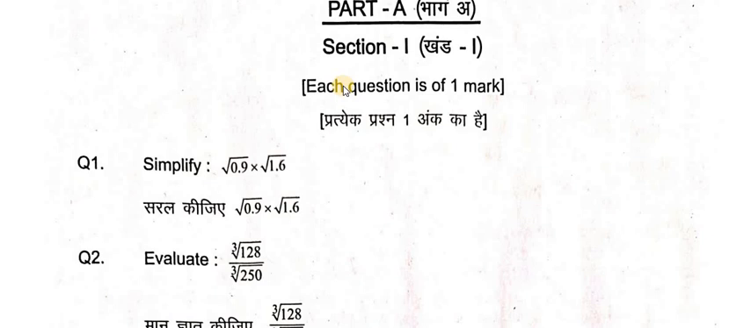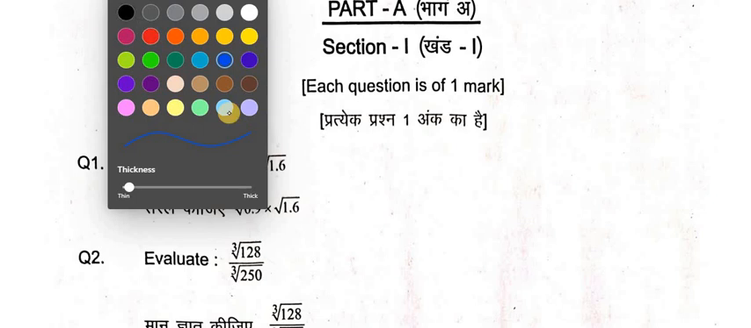As we see, each question is of 1 mark, and these are not objective type questions, these are descriptive type questions. So in this part we have to get marks in each and every step. So students, you have to solve the questions, don't write the answer directly, you have to solve it, then you will get the marks. Without solving you are not getting marks.